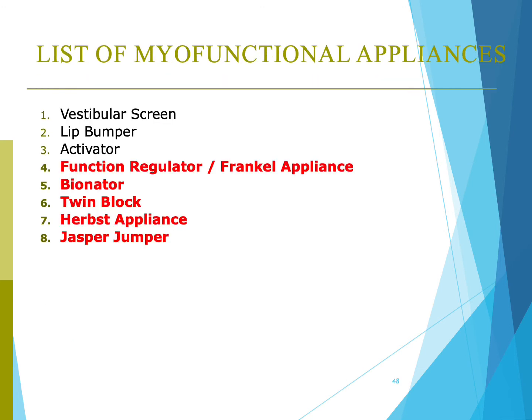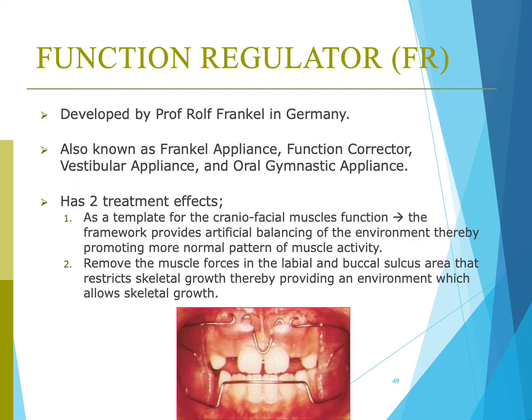So now, this is the list of myofunctional appliances. In part 1, you were already explained about the vestibular screen, lip bumper, and activator. In part 2, we will continue discussing the function regulator or Frankel appliance, followed by the Bionator, then Twin Block, Herbst appliance, and lastly, Jasper jumper. The function regulator was developed by Professor Rolf Frankel in Germany. This appliance is also called the Frankel appliance, function regulator, function corrector, vestibular appliance, and oral gymnastic appliance.